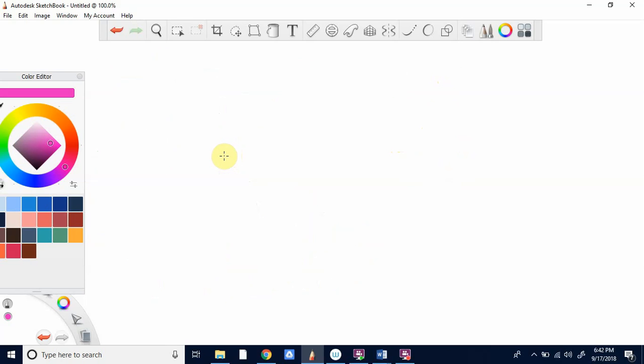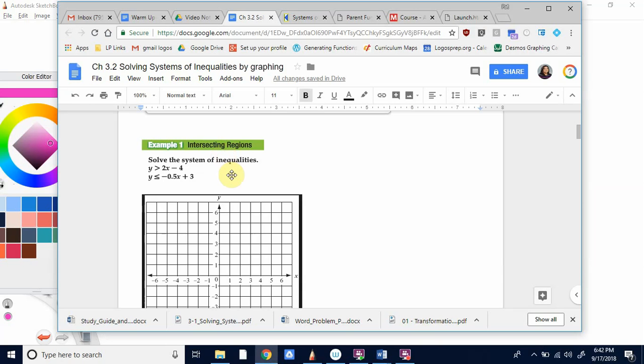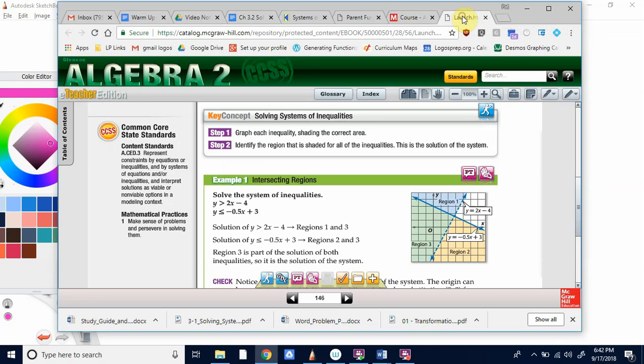All right, so we're back. Let's look at example 2. Is it possible for there to be no solution? When we had equalities and they were parallel, that means they never cross, so they never have a solution. But these are different. They can be parallel and still have a solution.